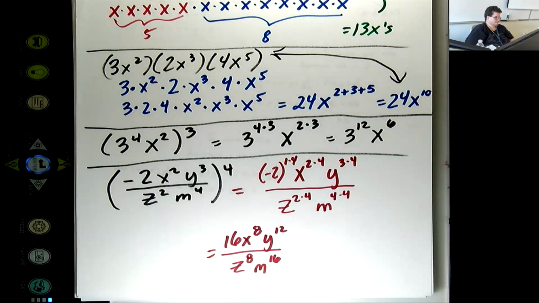All good. Did the -2 throw you off? I get a lot of people with that. A lot of people don't see the exponent, so they don't distribute it. They leave it alone. So it's a trap. It's a trap.